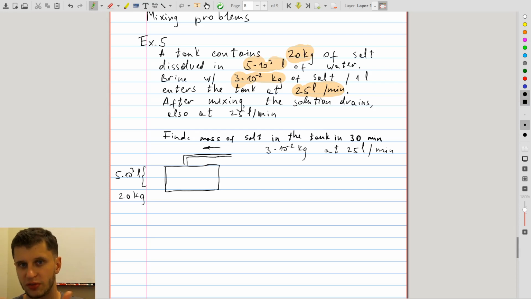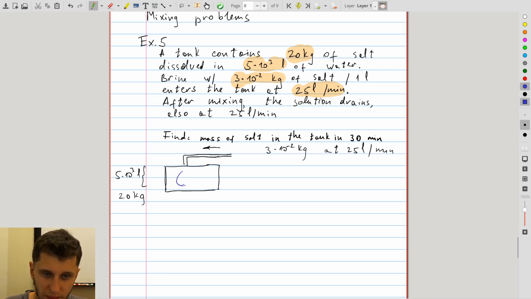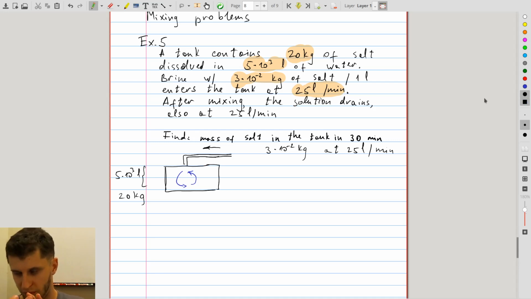Now, of course, the tank will eventually become full, and we need to drain it. So what occurs in the tank is there is some mixing. As the brine flows in, it mixes fully with the brine that's already in the tank. And so full mixing means that the concentration of salt in any volume that you may draw from the tank is the same as it is in the entire tank.